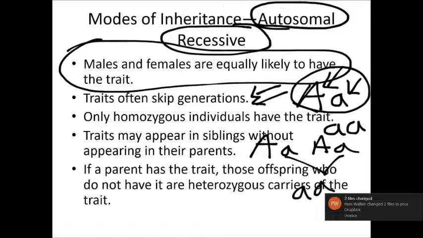If a parent has a trait, let's say if a parent was little a, all of the children will either get the trait or, at a minimum, they'll be a carrier for the trait because they can only inherit this recessive allele from the affected parent. So those are autosomal recessive traits. Males and females are equally likely to get them. There can be carriers for the trait.